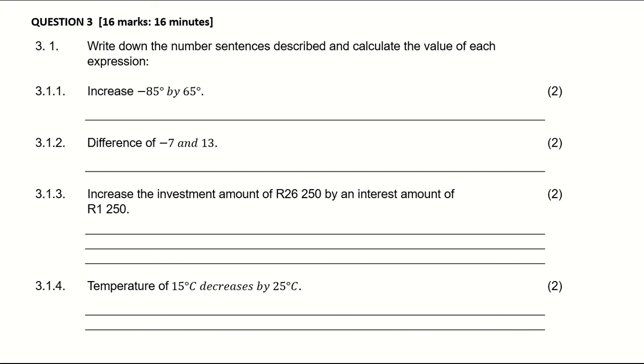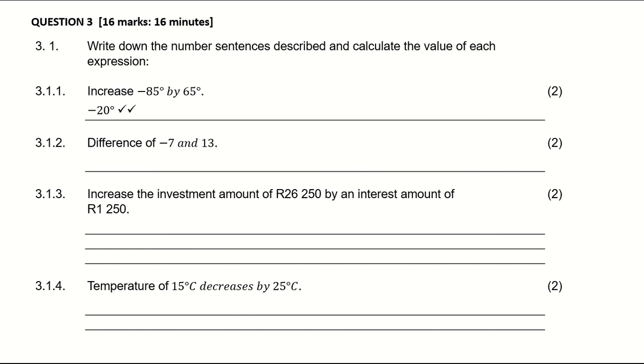All right. Write down the number sentences described and calculate the value of each expression. We need to increase negative 85 degrees by 65 degrees. To increase means you need to add. So negative 85 plus 65 will give us negative 20.